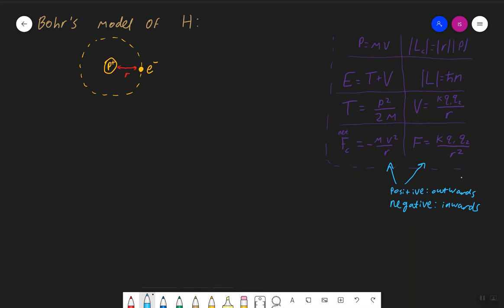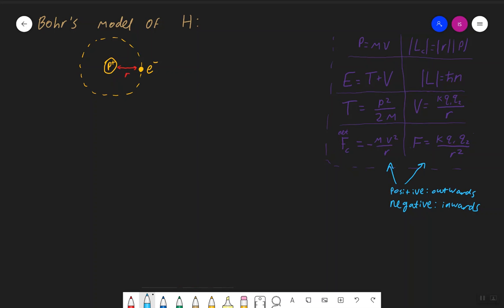So positive directions for a force means the force is outwards, which would make sense. If both charges are positive or both charges are negative, there would be an outwards force, repulsion, right? And this force would be positive. One's positive, one's negative, the force would be inwards, which is attractive, which it should be, because we have a positively charged object and a negatively charged object.